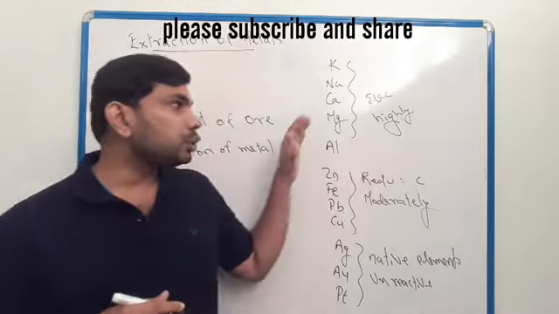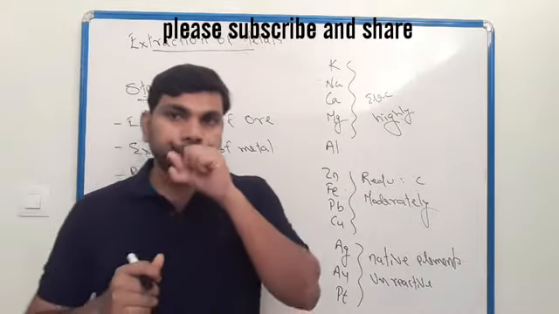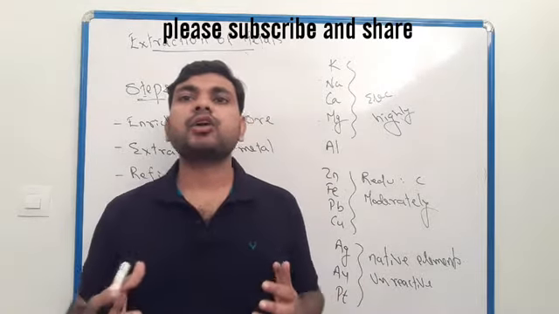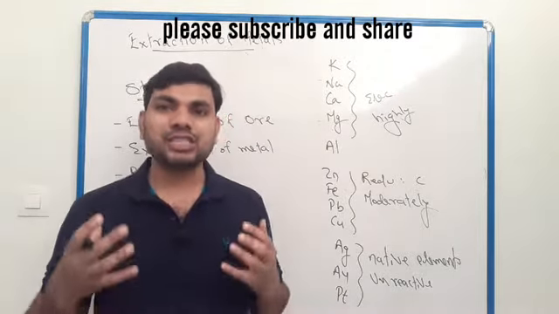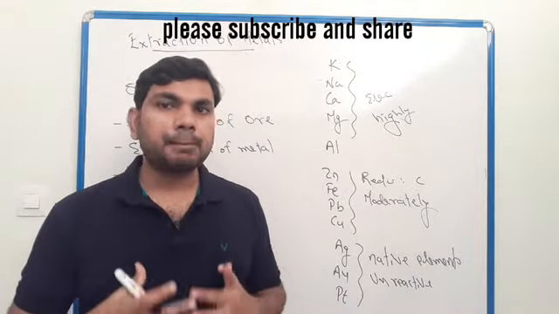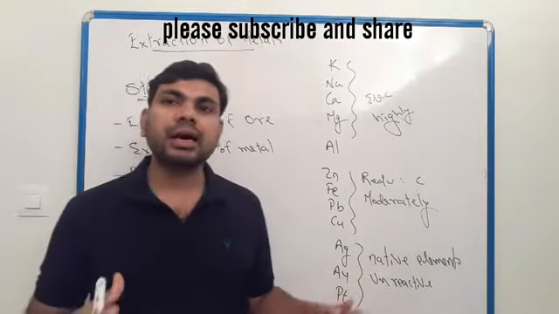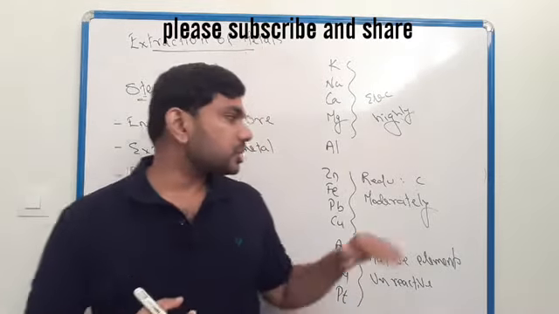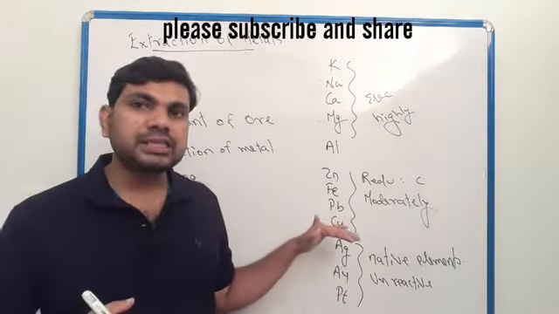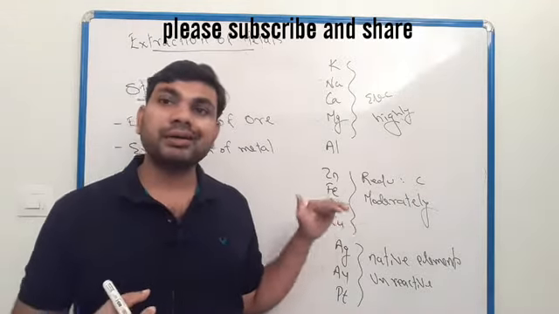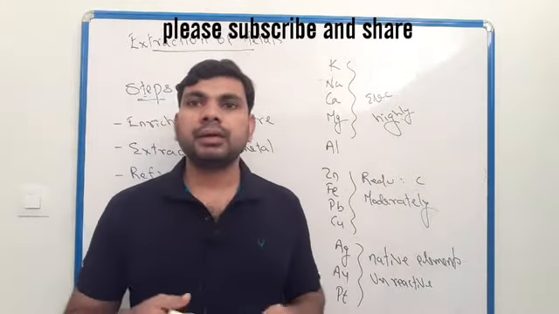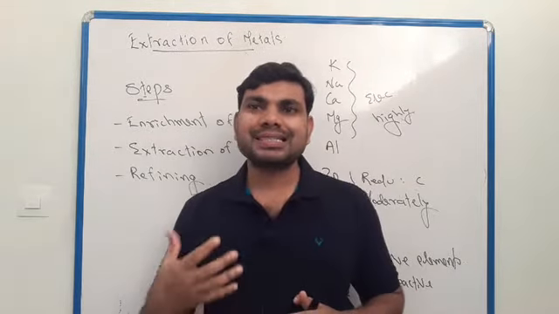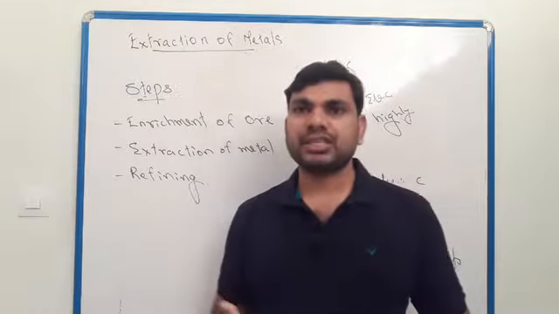Okay, so here you just understand: metals on the top of the reactivity series are extracted by electrolysis. Metals on the bottom part are obtained in the pure form. Metals in the middle of the reactivity series are extracted by reducing with carbon. Clear? Next one, we have to understand here the different steps for the extraction of metals.